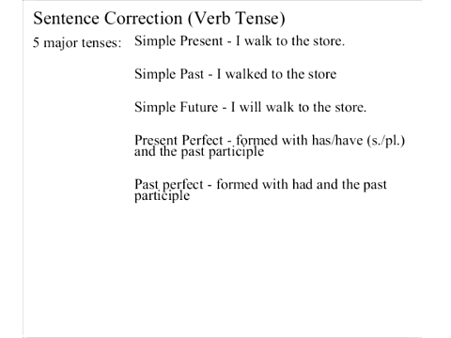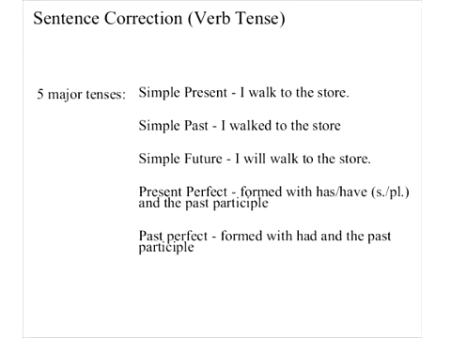So first we start here with the 5 major tenses. Let me move those down a little bit. We've got the simple present, I walk to the store. We use that for actually both the present and for stuff that is done consistently, right? I walk to the store every day, for example. Simple past, I walked. Simple future, I will walk.